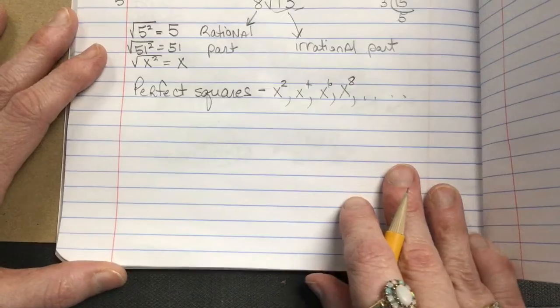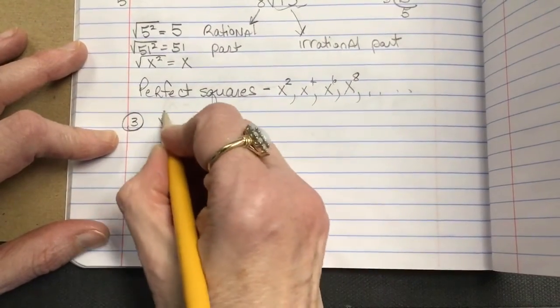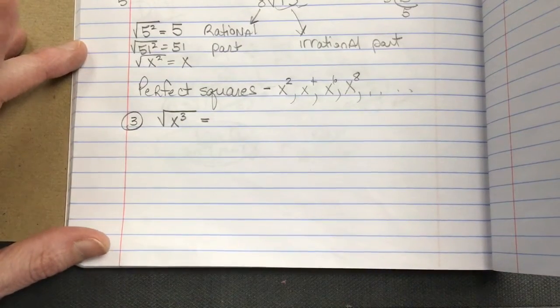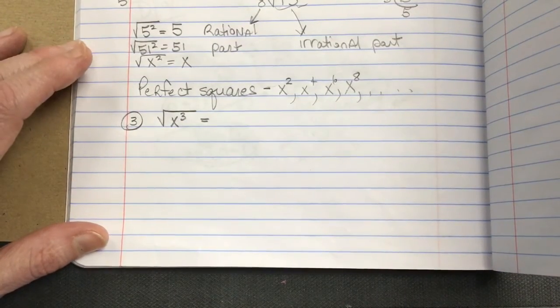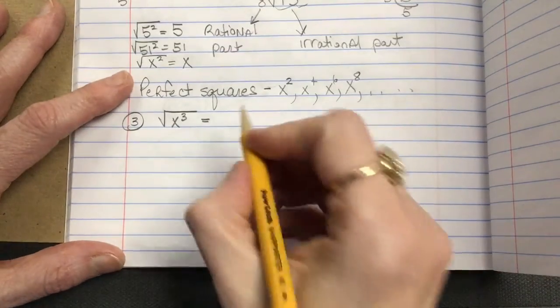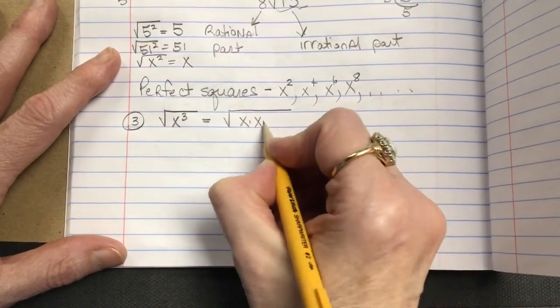Let's start with one like number 3. Let's do the square root of x cubed. You'll like these because the factor trees are so easy. You don't have to do birthday cake or upside down birthday cake. What is the factor tree of x cubed? X times x times x.